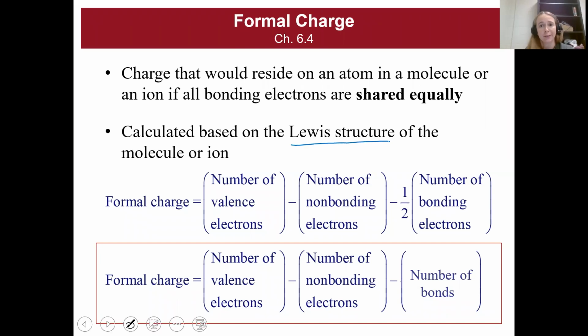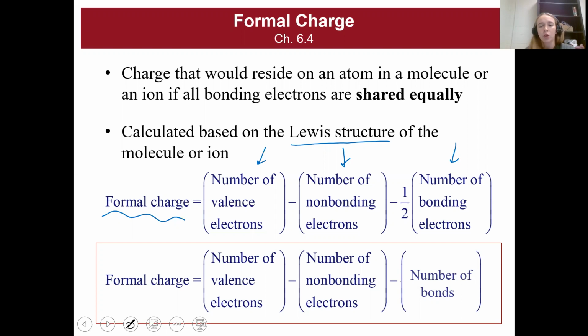So the first step is to draw the Lewis structure. I wouldn't try to calculate formal charges without drawing the Lewis structure. You need to have the structure first. All right, next, this is our equation. So the formal charge, this is in your book, the formal charge is equal to the number of valence electrons minus the number of non-bonding electrons. So you look at all your lone pairs and there's 2 non-bonding electrons in each lone pair. So that's the number of non-bonding electrons. And then 1/2 times the number of bonding electrons.